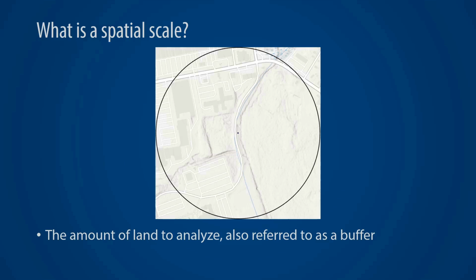Now before we begin, what is a spatial scale? Well, a spatial scale is simply the amount of land you wish to analyze, also referred to as a buffer. If you consider your study site that point on the picture, then all the area inside that circle would be the land you wish to analyze.